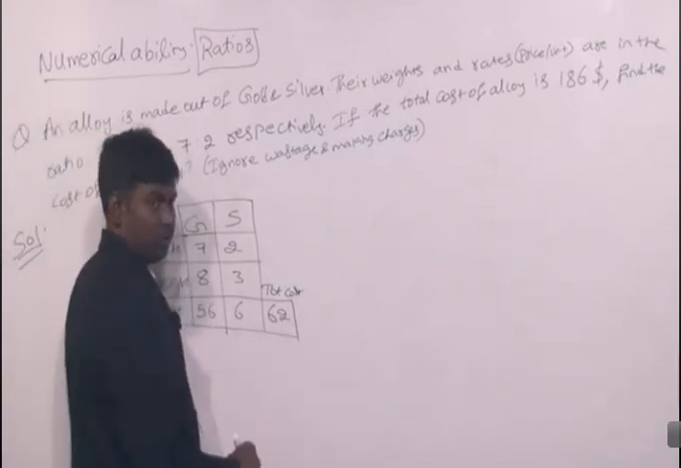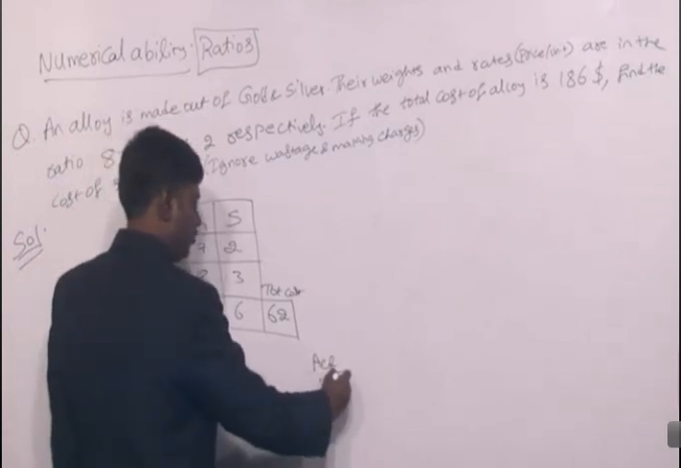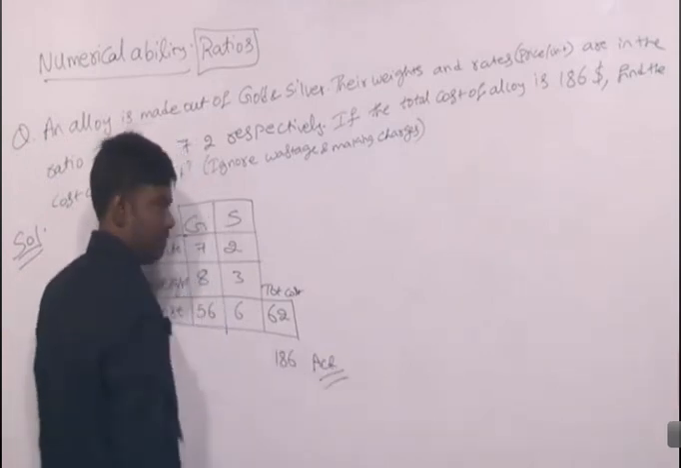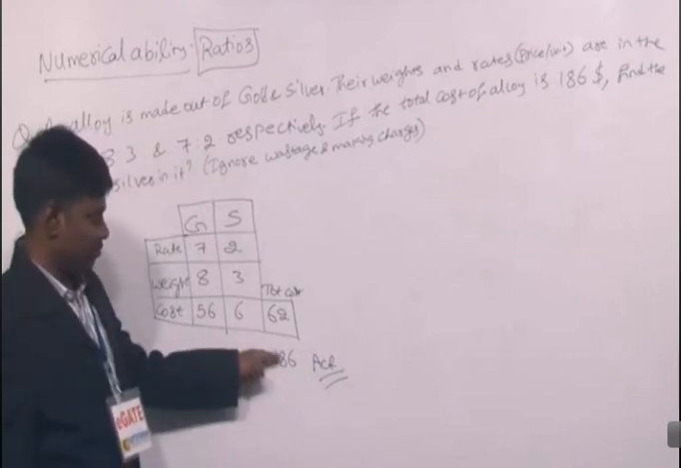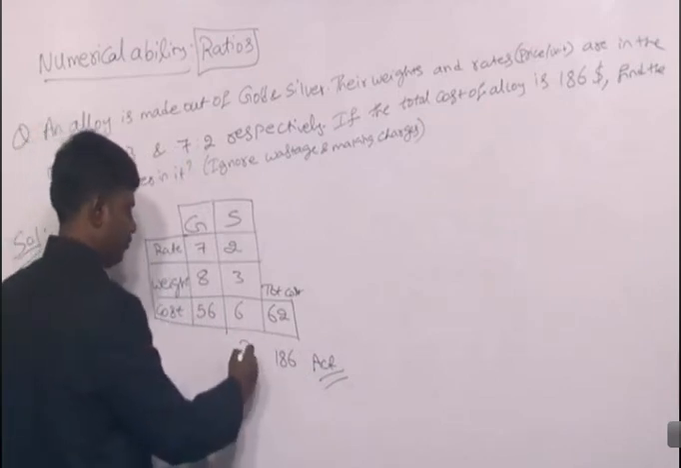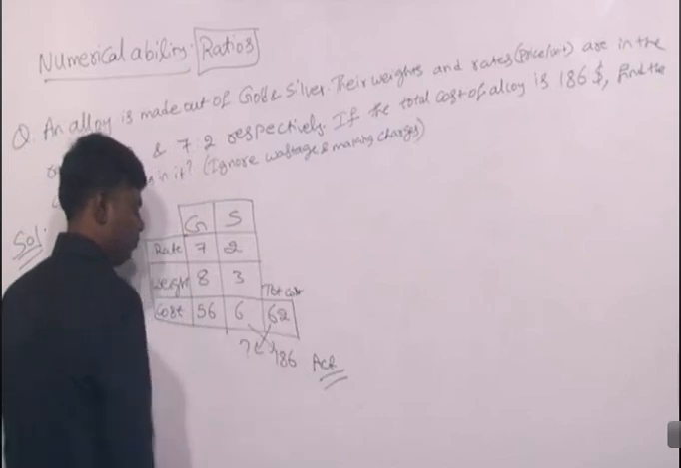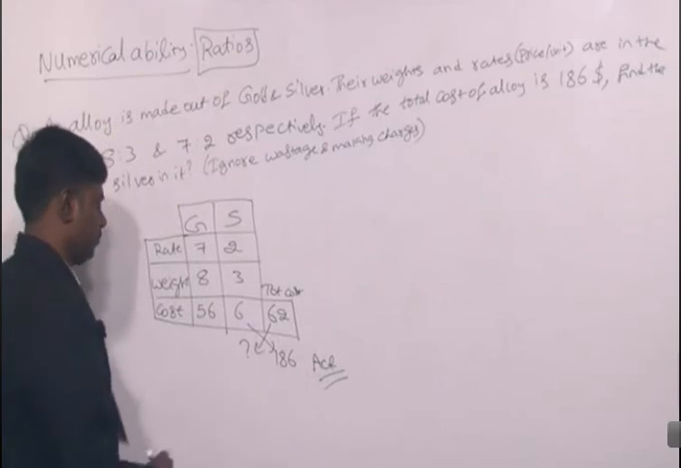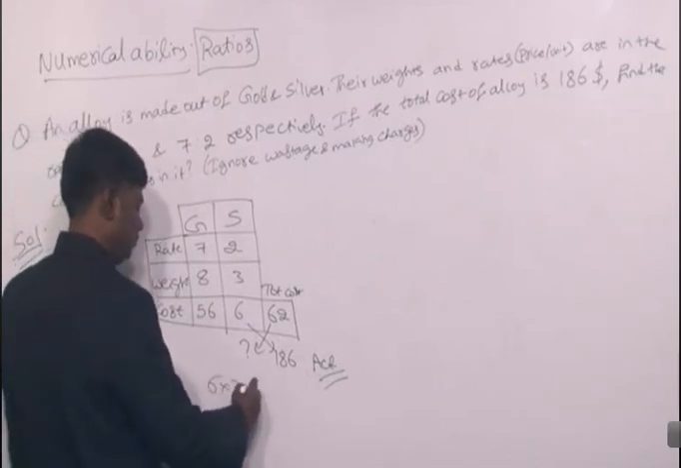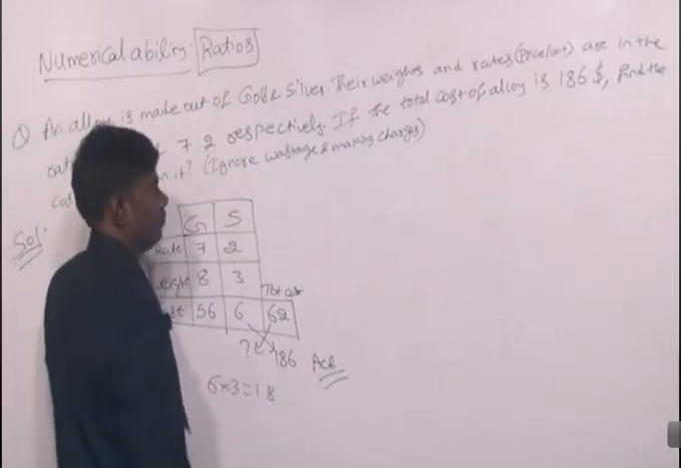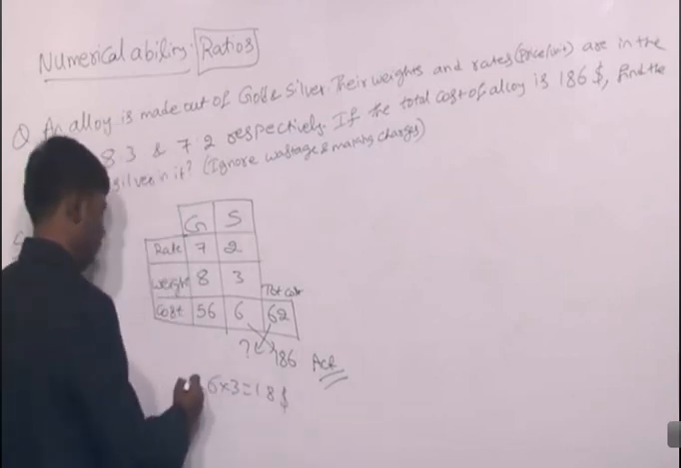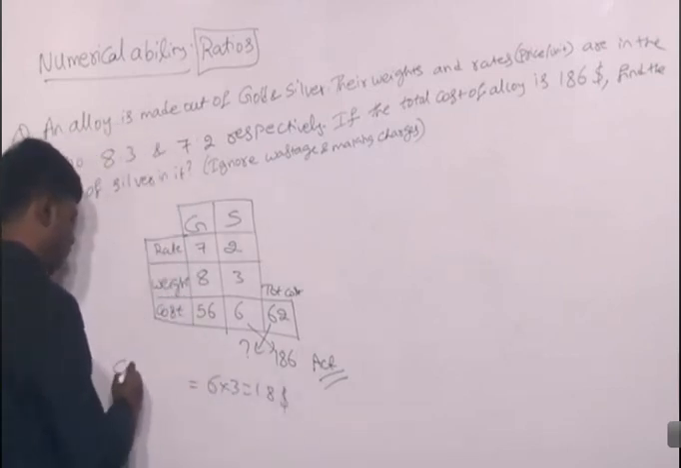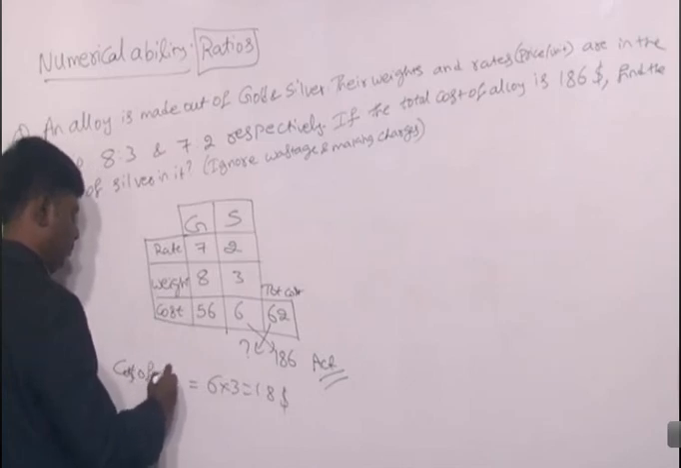Now, this is based on assumption. When you take the actual value, this value is 186. That is 3 times. What should this value be? 3 times that. That is the cost of silver used in the alloy.